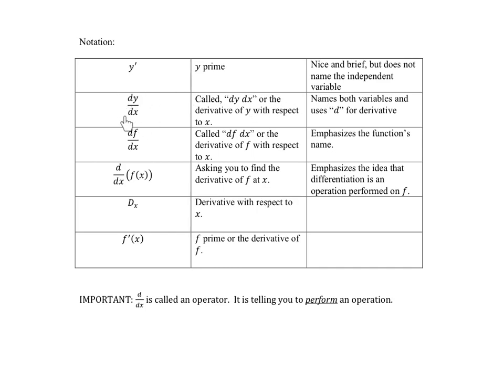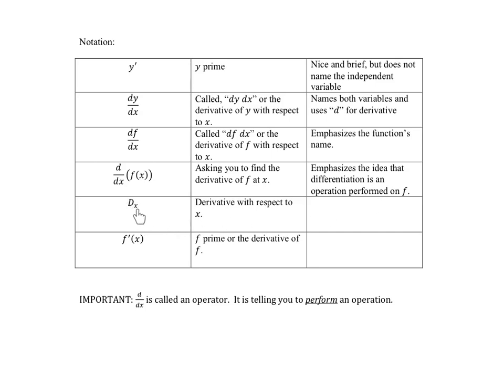dy dx, this is called dy dx, or the derivative of y with respect to x. It names both variables and uses d for derivative. df dx, it's very similar to the previous. It emphasizes the function's name, right? So d dx of f of x. This is telling you, not asking you, to find the derivative of f at x. This emphasizes the idea that differentiation is an operation performed on f.